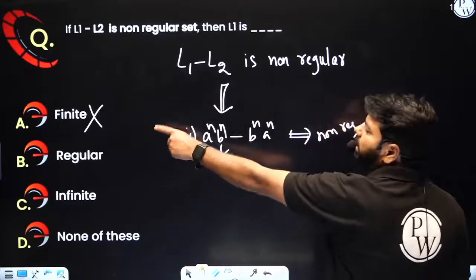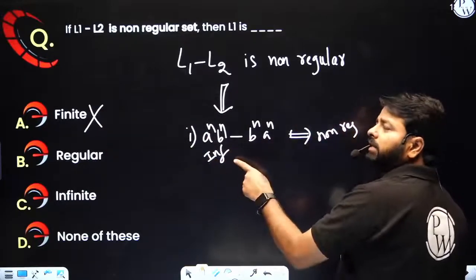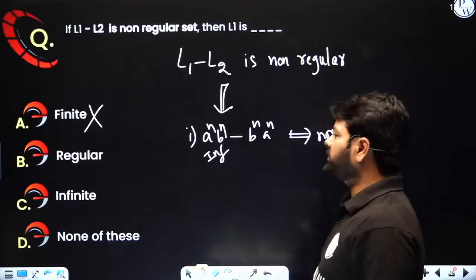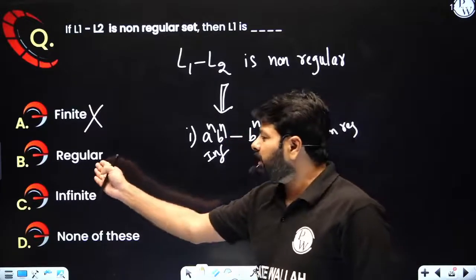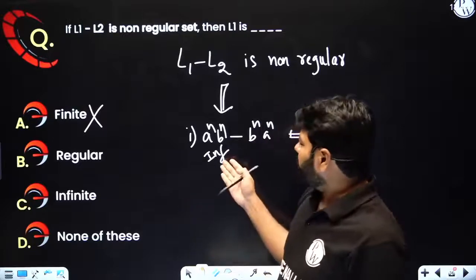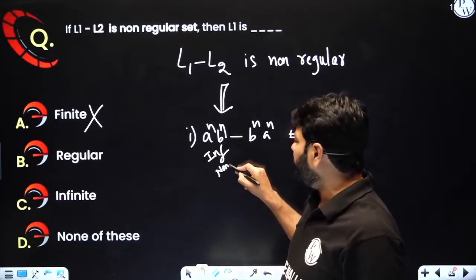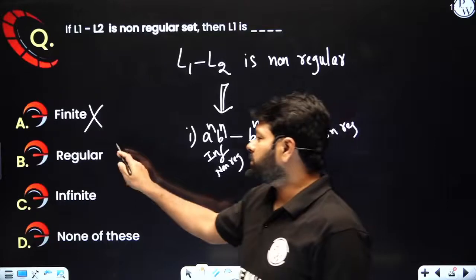So you are saying that L1 is finite. I am showing that there is a possibility that L1 is infinite. And you are saying L1 is regular. Of course this question is saying regular, and now I'm just showing an example where L1 may be non-regular. So this option is also wrong.